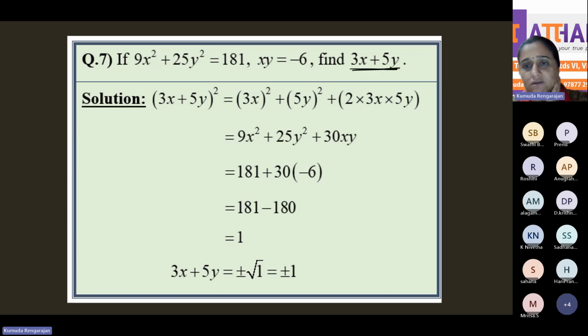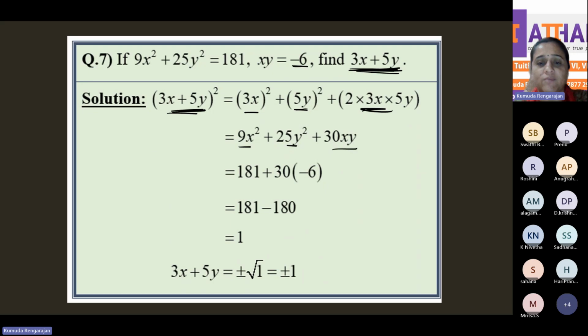Whatever you have to find, square that. Whatever you have to find, 3x plus 5y, square that one. So 3x plus 5y, the whole square is equal to, you expand it. It's a plus b the whole square, which is a square plus b square plus 2ab. So now you get 9x squared plus 25y squared and this is 30xy.